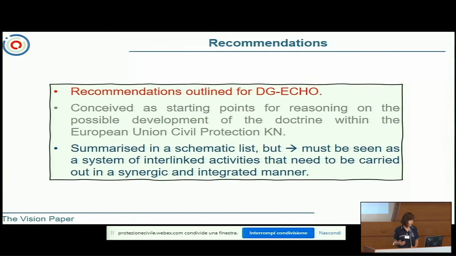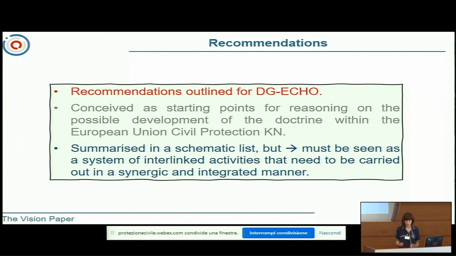So after this vision for the future in the short period, what we need to do in the next years: the idea at the beginning of the project was also to provide DG ECHO with some recommendations. These recommendations, we consider them as starting points for reasoning, of course, not something that should be done, but ideas that we have for you. And these are summarized in a list. We have 6 recommendations, but you have to understand that they are interlinked. They have to be seen as activities that have to be carried out in a synergic way.